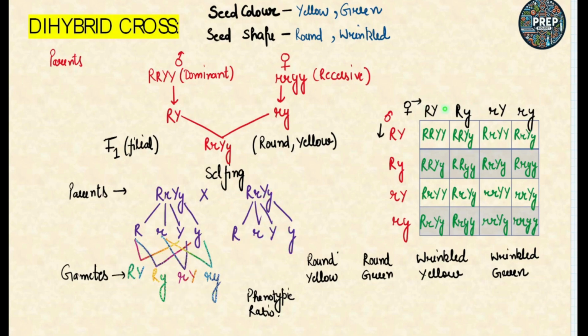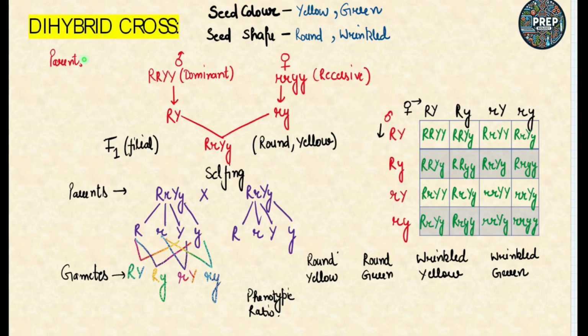Now we make the Punnett square. These are the four gametes of one parent and these are the four gametes of the other parent. Now fertilization takes place, fusion takes place: capital R capital Y with capital R capital Y forms capital RRYY. Capital R capital Y with capital R small y forms capital RR capital Y small y. Like this, we have 16 offspring in the F2 generation, that is the second filial generation.